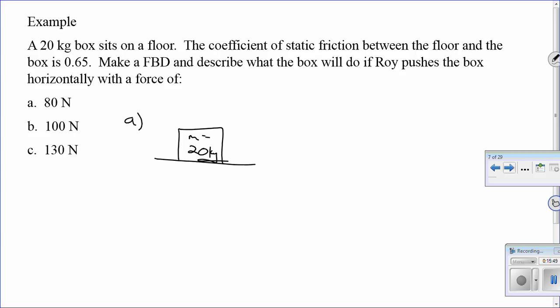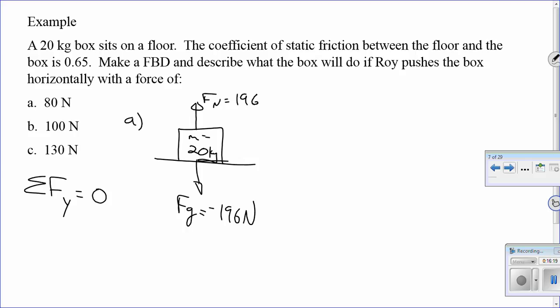All right. Again, remember, you always want to start by putting in your force of gravity and your mass. So my force of gravity here is just going to be 20 times 9.8, so you get negative 196 newtons. Because there are no other vertical forces, I can safely assume that the net force in the y direction is going to be 0. And therefore, my normal force must also be 196 newtons.